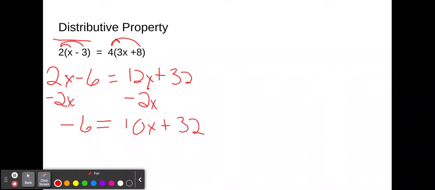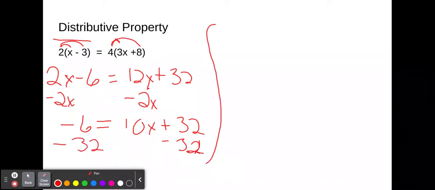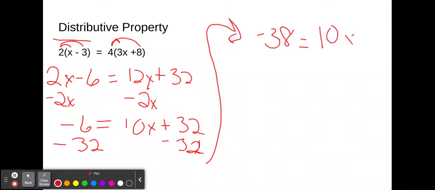And we're still going to solve for our x. This time, we've got to get everything away from the x. So this time, we're going to add a negative 32. We've got to take that number and bring it over here. I'm running out of space on my board, so I'm going to take this up to here. Okay, so on my left side, I've got a negative 38. And on the right side, I still have a 10x.